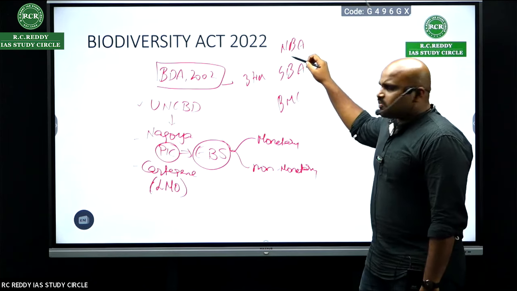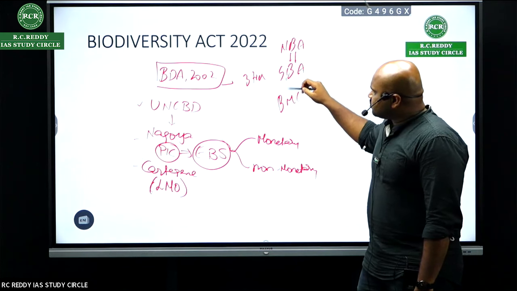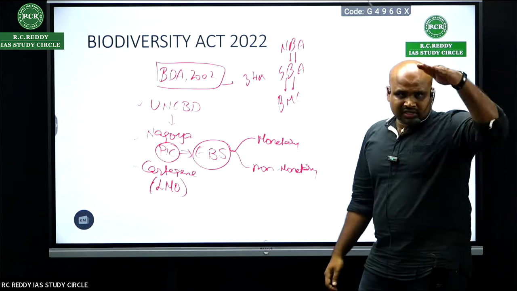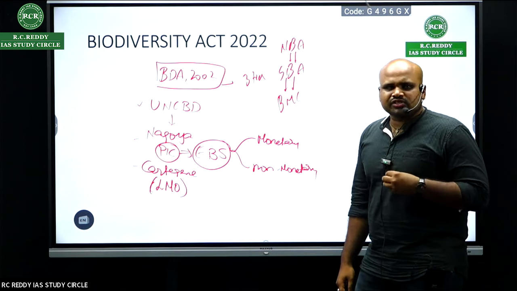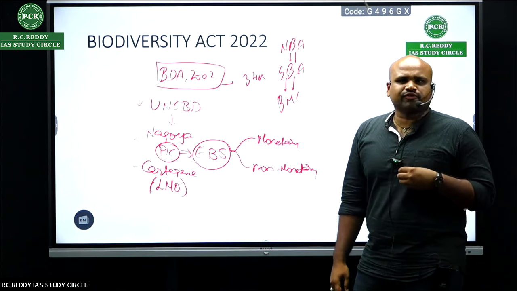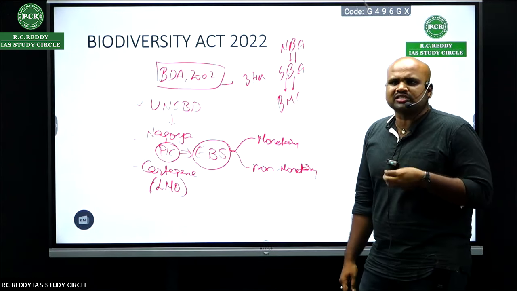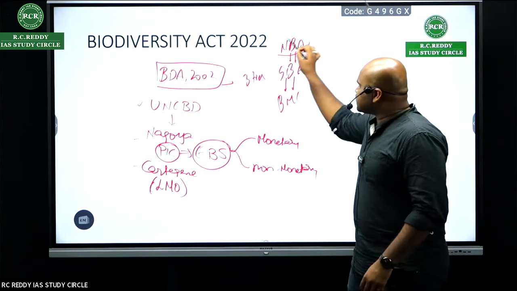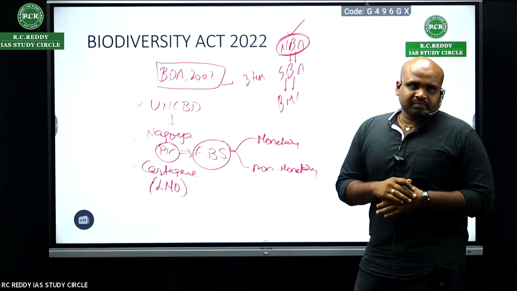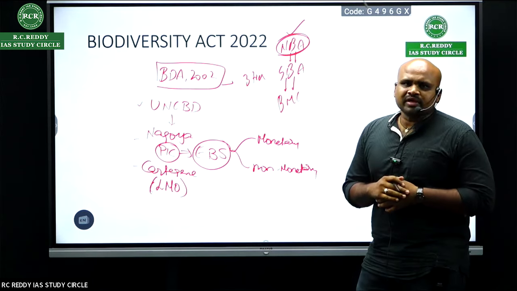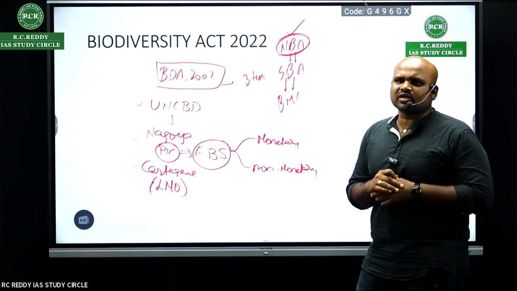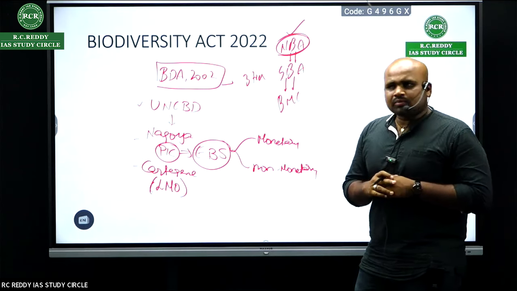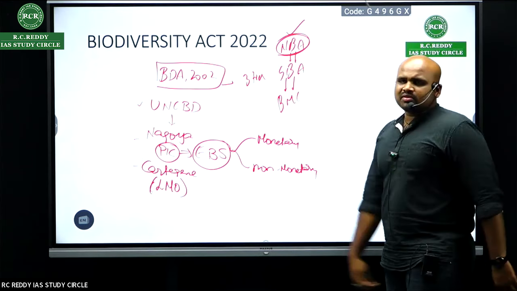Now, when you look at NBA, it fundamentally looks into the guidance of all of this. It is hierarchical in nature. For any permissions to be given for exploring, exploiting or using any biological resource, the necessary permission has to be derived from NBA. We just discussed that the chairperson of NBA is the Secretary of the Ministry of Environment, Forest and Climate Change. Now, one more small thing you'll have to see in this context of NBA and SBA.